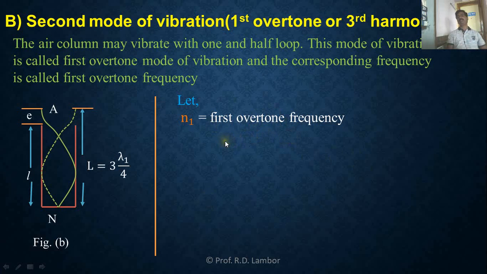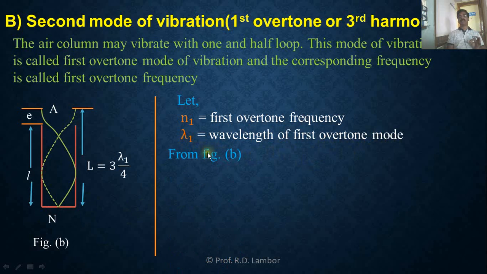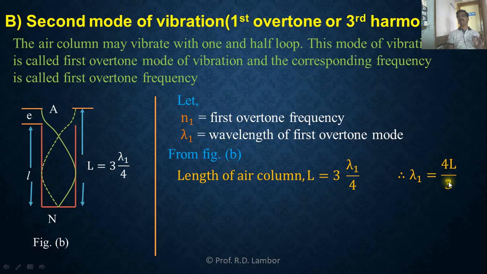And corresponding जी wavelength आहे फर्स्ट overtone frequency ची, ती आपण lambda 1 दाखवूया. Lambda 1, wavelength of first overtone mode. So from figure B मधून एअर कॉलमची जी लेंथ आहे कॅपिटल L, ह्या लेंथ मध्ये 3 हाफ लूप्स फॉर्म झालेले आहेत आणि एका हाफ लूपची लेंथ ही लॅम्बडा 1 by 4 आहे. That's why length of air column, capital L, equal to 3 times lambda 1 by 4. आणि यावरून तुम्ही lambda 1 लिहू शकता 4L upon 3. Lambda 1 equal to 4L upon 3.